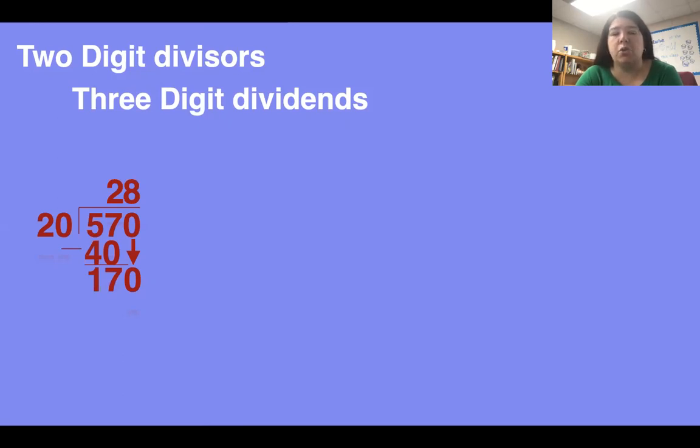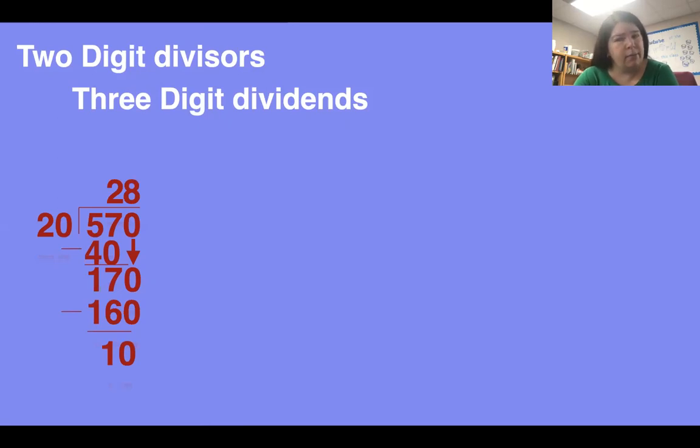8 times 20. First with the 0, 8 times 0 equals 0. Put your 0 underneath the 0. And then 8 times 2 is 16. Okay? Now we can subtract. 170 minus 160 equals 10. Very good. Now compare. 10 is less than 20. Yes. So now we have to start over and bring down.